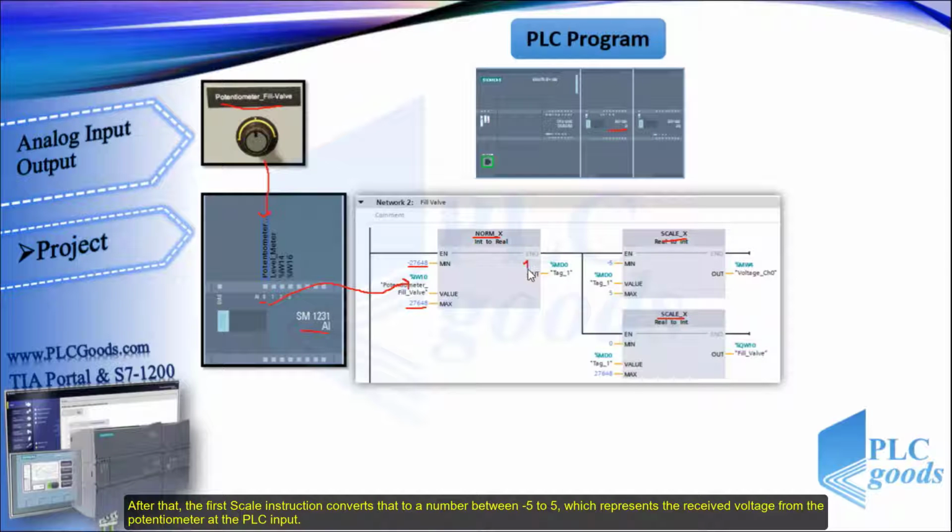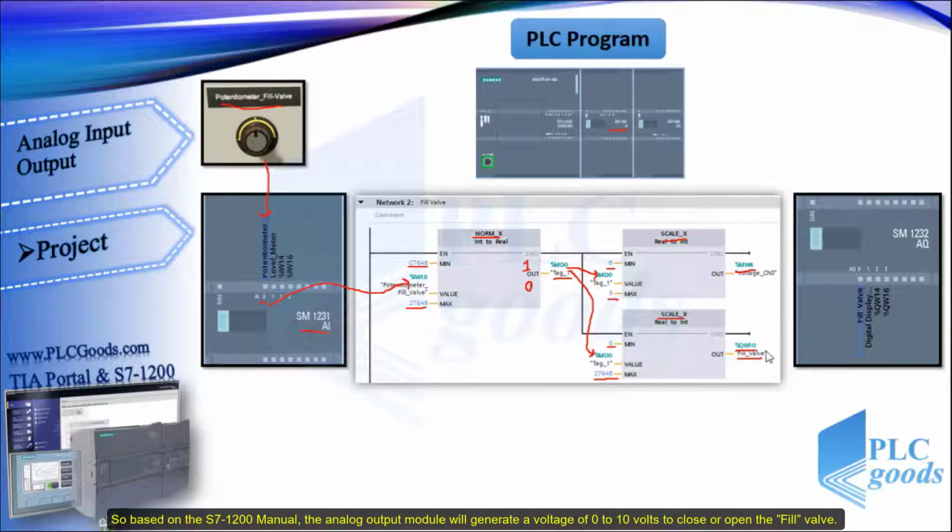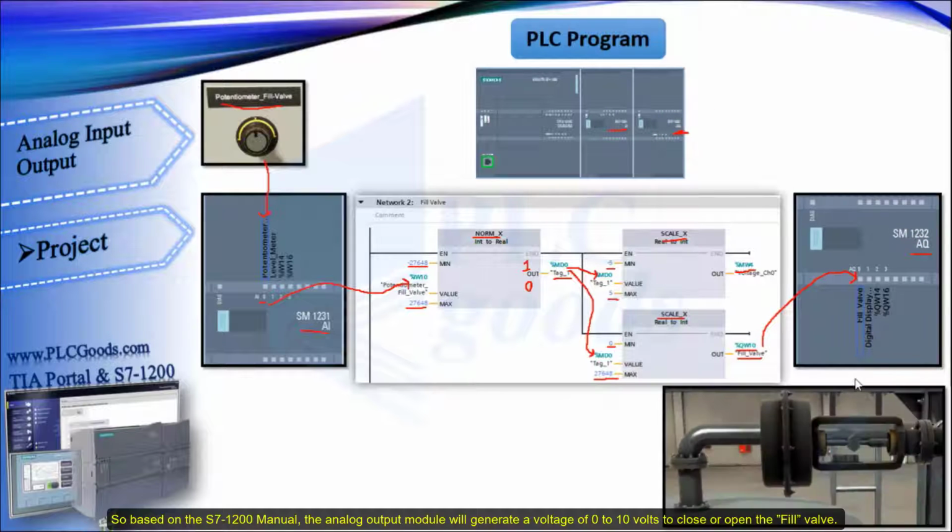After that, the first scale instruction converts that to a number between -5 to 5, which represents the received voltage from the potentiometer at the PLC input. The second scale instruction converts it to a number from 0 to 27,648. This number will be sent to the first analog output. So based on the S7-1200 manual, the analog output module will generate a voltage of 0 to 10 volts to close or open the fill valve.